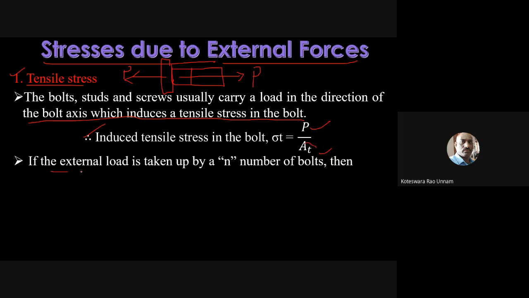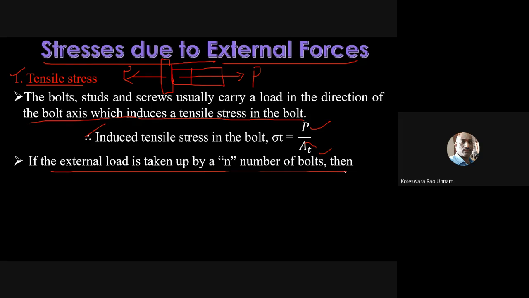If the external load is taken by n number of bolts, suppose in an assembly this external load is applied to n number of bolts, that means there are n number of bolts in the connection. So this total load is applied to those n number of bolts. Then, while finding out the stress in each bolt, first you need to compute what is the load taken by each bolt. If there are n number of bolts and the total applied load is P, then the load for each bolt is nothing but P by n.